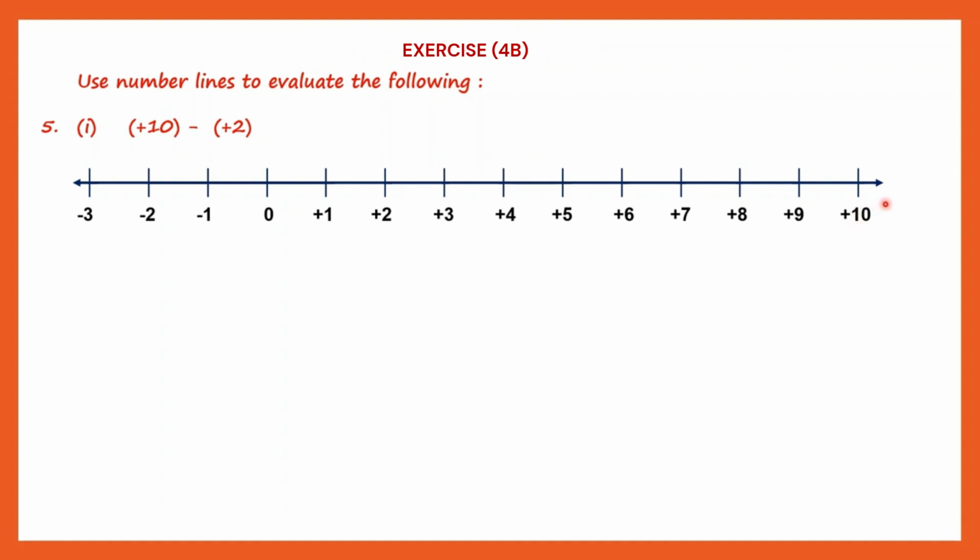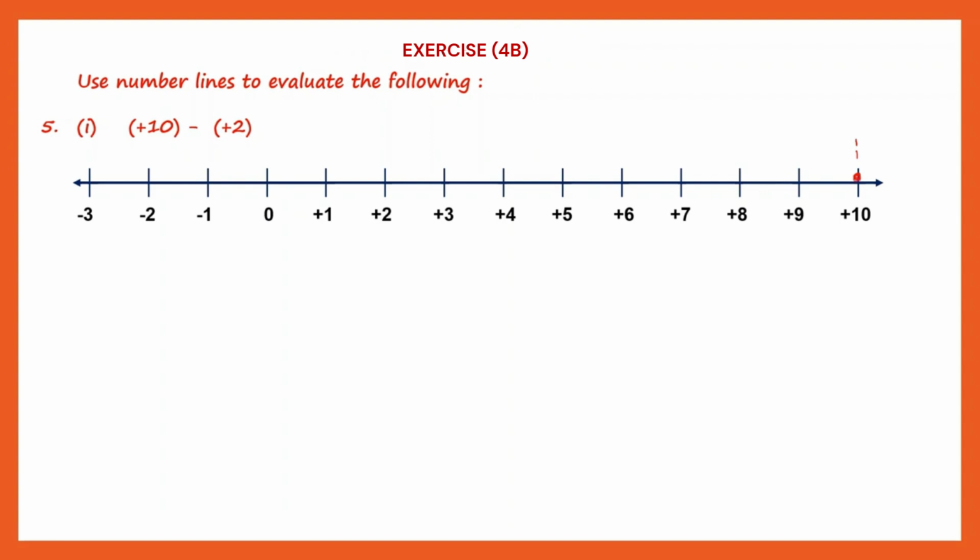Now when you are doing subtraction, we have to look at both the integers given and mark them on the number line. So we have plus 10, and where do we have plus 10 here? Here we have plus 10 here. Let's mark that on the number line. So we have marked plus 10 here on the number line. You can even put a dot there to show that.